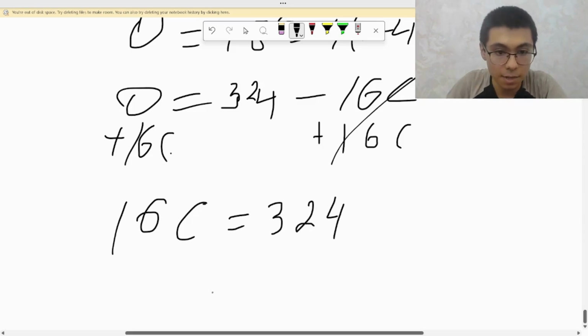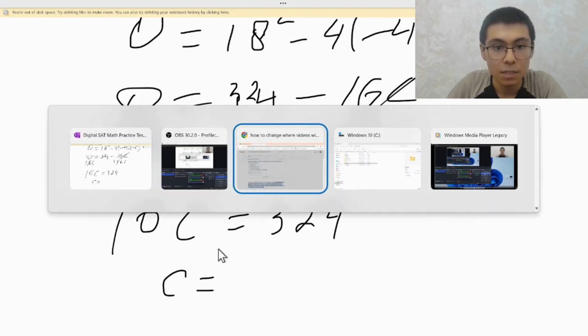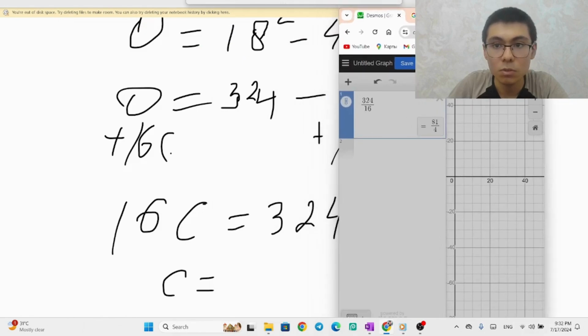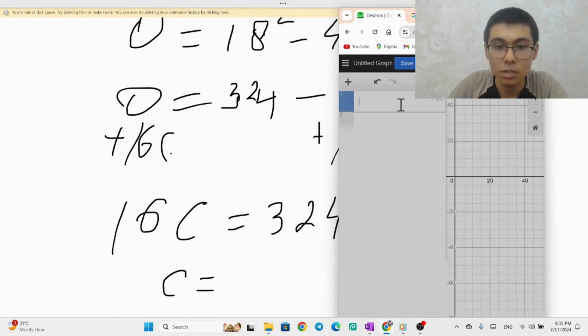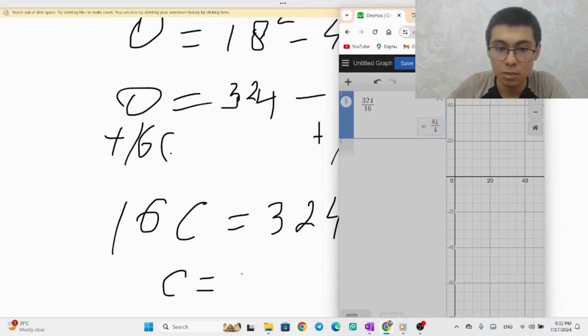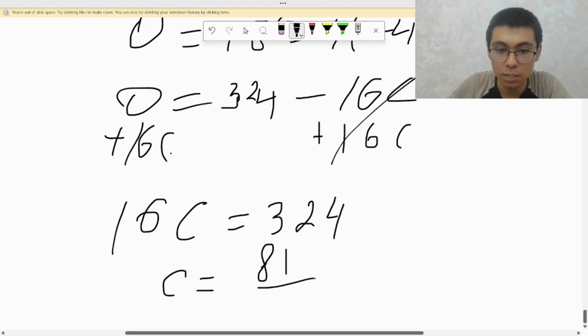And in this case, I'm gonna use Desmos to find the value. So 324 divided by 16, and I will get 81 divided by 4. And I already wrote that.